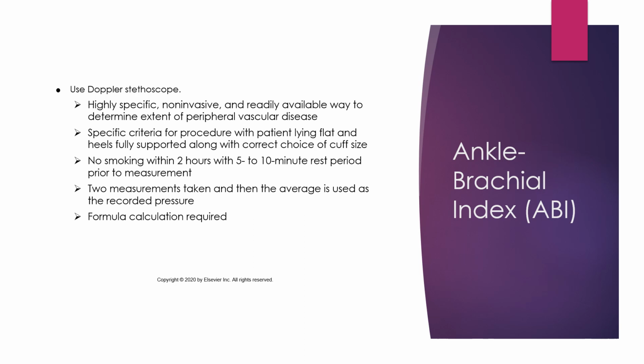The ankle brachial index. The use of a Doppler stethoscope is a highly specific, non-invasive, and readily available way to determine the extent of peripheral arterial disease. The patient lies flat with the head of the bed and heels supported. Confirm no smoking within 2 hours of the measurement and allow a 5 to 10 minute rest period supine before measurement. Choose the correct cuff width for the arm and the ankle. The width should be about 40% of the limb circumference.